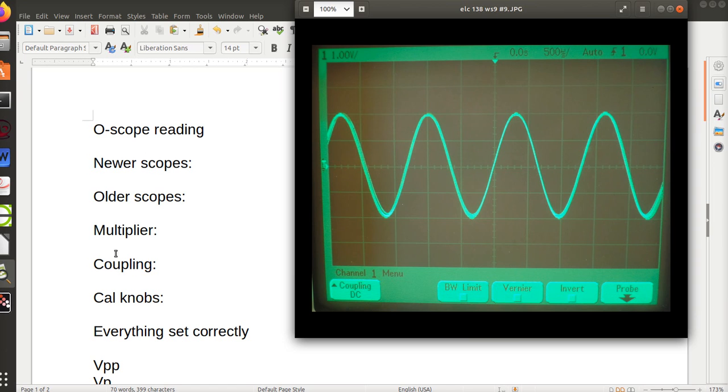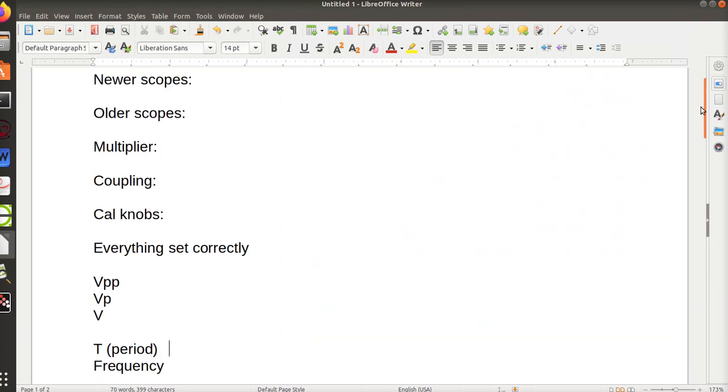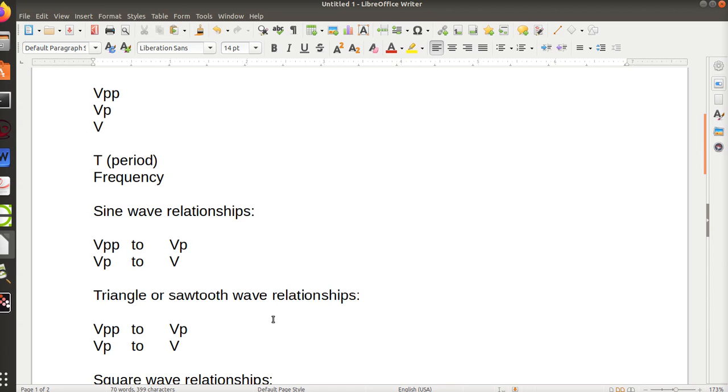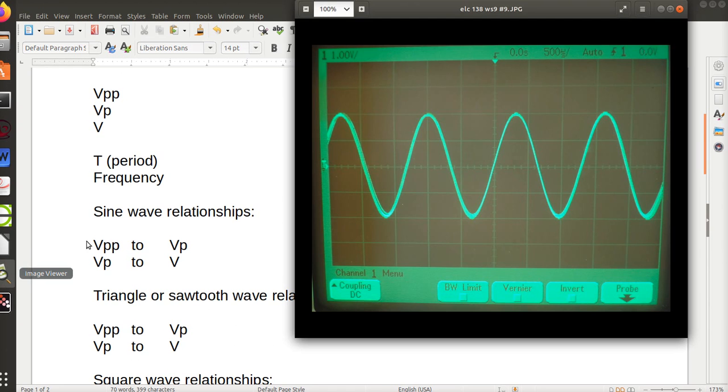Multiplier, all that. That's what you got to get right first. Once you do that, and I'm going to scroll this down, which will make my drawing go away, or my picture, but I'll bring it back. There we go. Once we get that done and we know everything is set up right, now we can make a measurement. So each of these squares is worth 1 volt.